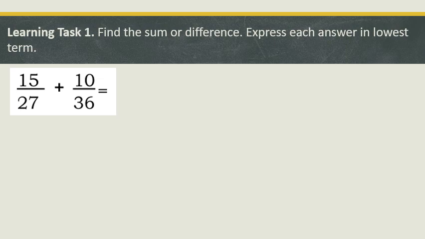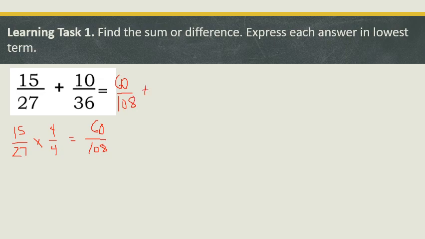Then, 27 at saka 36. So, ang LCD ng 27 and 36 ay 108. So, kailangan sila po ay magiging 108 ang denominator. So, ano po ang pwedeng i-multiply sa 27 para maging 108? So, pwede natin siya i-multiply sa 4. Kaya yung 15 times 4 is 60. So, kaya yung 15 over 27 ay magiging 60 over 108.